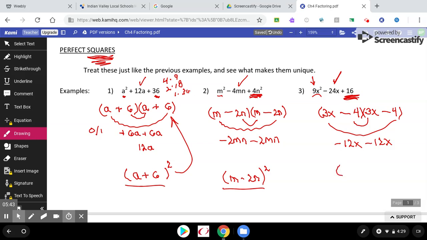But again, math is simplest form. If the parentheses don't match, you wouldn't bother doing this. But the parentheses do match. Now I want to write him with a squared. 3x minus 4 squared, final answer.